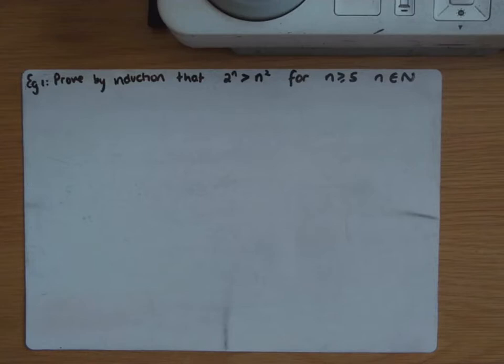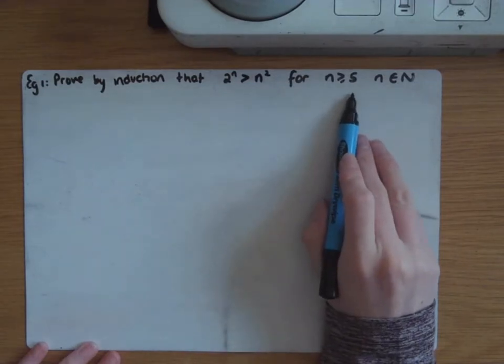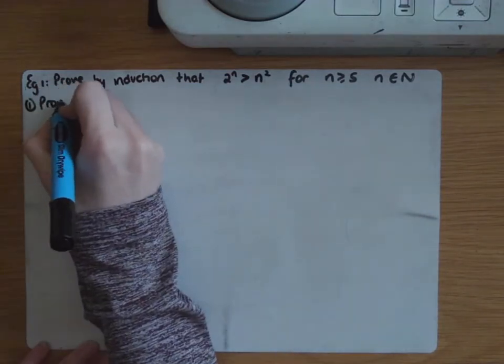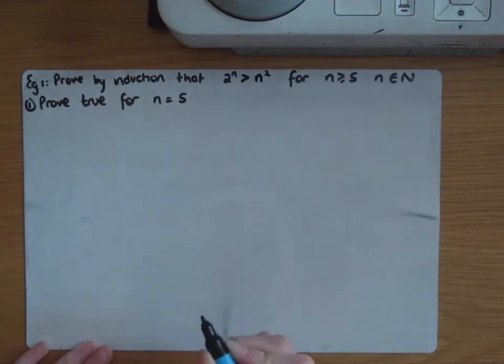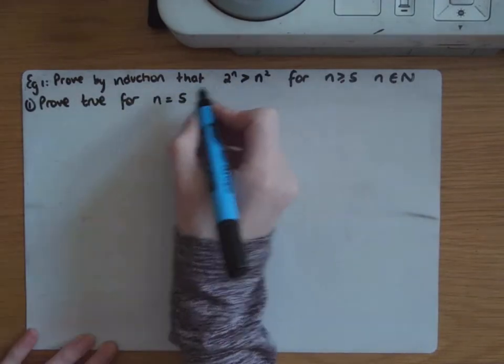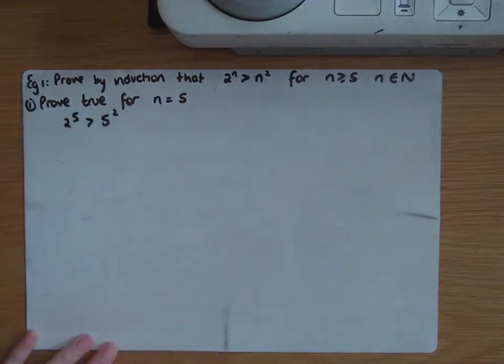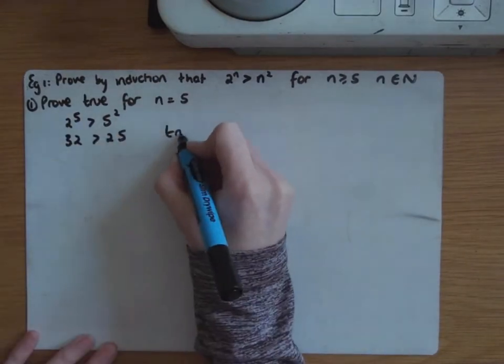So we prove by induction, and we have our 3 steps. The first one is prove true for n equals. Now we've always done 1 because they've said for all values of n. In this question they're telling us n is greater than or equal to 5, so the first number we're proving it true for is 5. So 1, prove true for n is equal to 5. That's going to be 2 to the power of 5 is greater than 5 squared. Well, 2 to the power of 5 is 32. That's greater than 25. That's true.